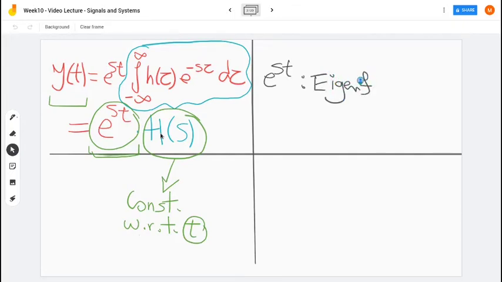Eigenfunction of the LTI system. And eigenfunction simply means that whenever we apply this kind of function to the system as an input, the output will be exactly the same function, same shape, same everything, only multiplied by a constant. And this constant, h of s, we will call it the corresponding eigenvalue.